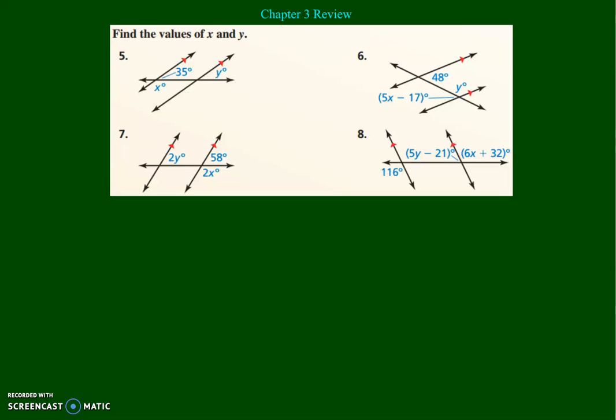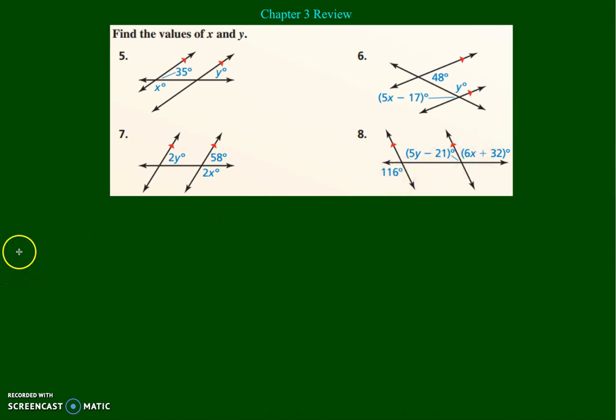This session is a continuation of the Chapter 3 review with Problem 8. In Problem 8, we have a slightly different situation than we had with the previous problems. Here we have an x expression, and here we have an angle. These two angles are alternate interior angles, so if two parallel lines are cut by a transversal, then the alternate interior angles are congruent. Therefore, these angles must be equal in measure.